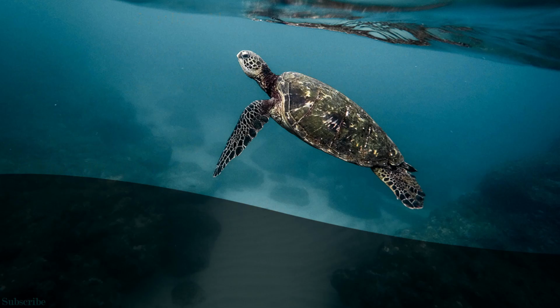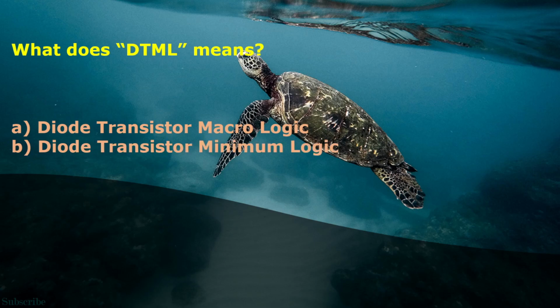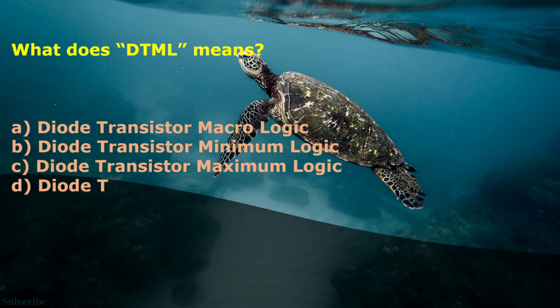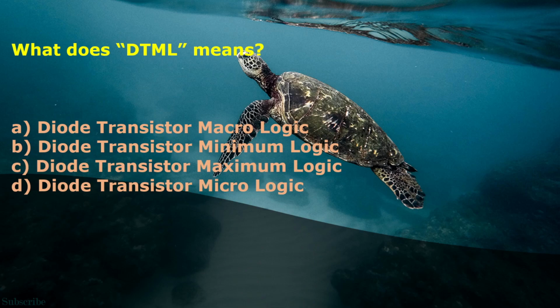Question number 21. What does DTML mean? A. Diode transistor macro logic. B. Diode transistor minimum logic. C. Diode transistor maximum logic. D. Diode transistor micro logic. The correct answer is letter D. Diode transistor micro logic.